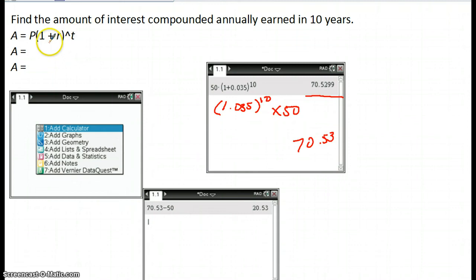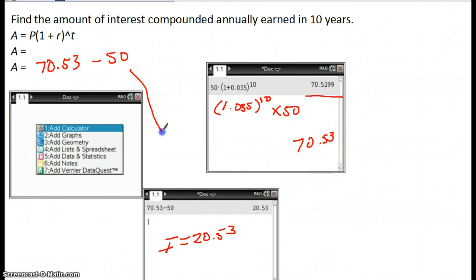So it does it in these steps, and we get roughly $70.53. So we can say that my total amount is $70.53. Well, what was my interest? If I look at my interest, then I will take my 70.53 and subtract 50, and I will get an interest amount of $20.53.